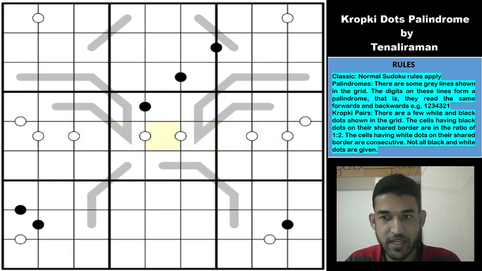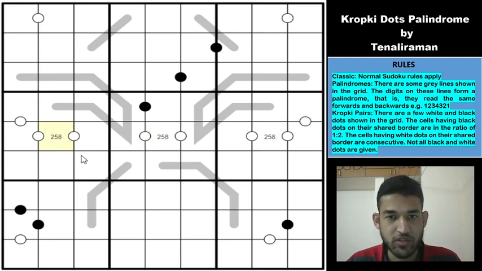So which means that the center digits we can write easily. So they must be 2, 5 and 8, right? The center digits of the 3 groups of digits. So these will be 2, 5 and 8.